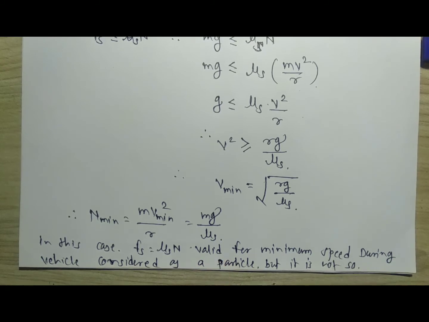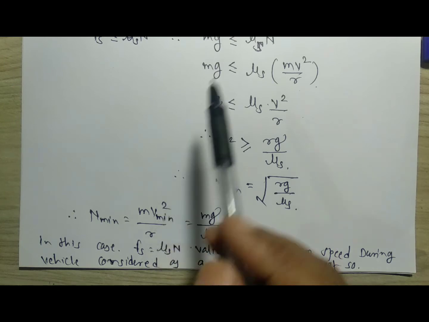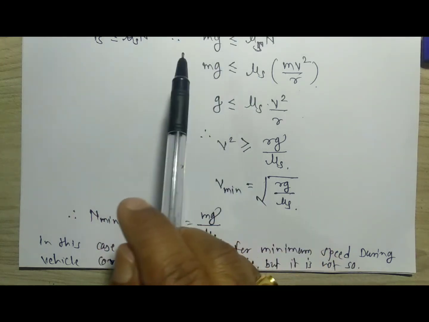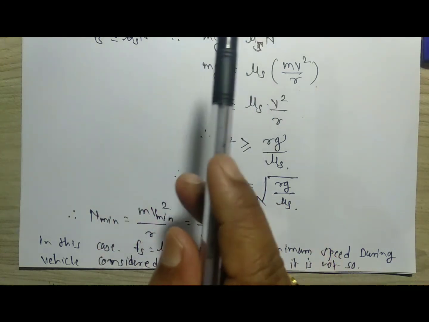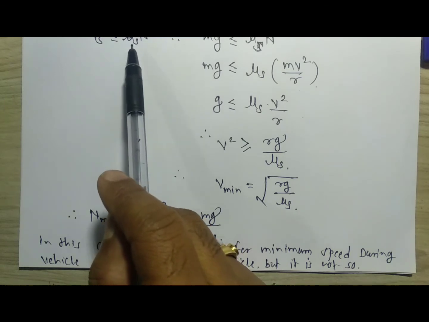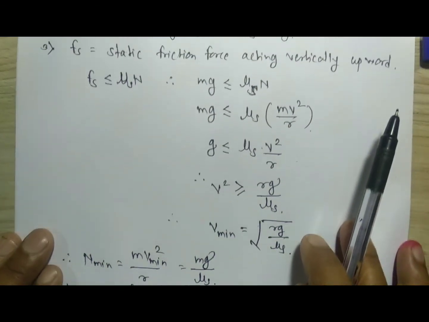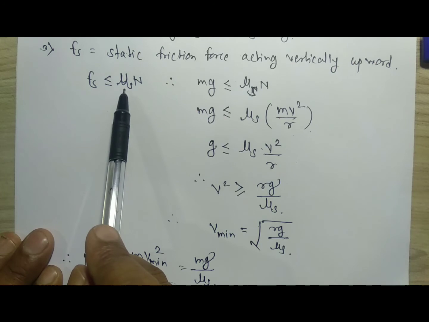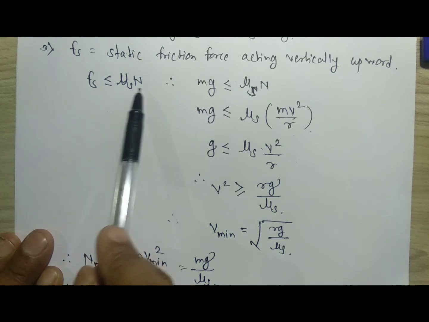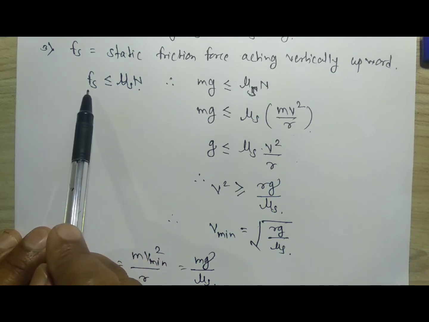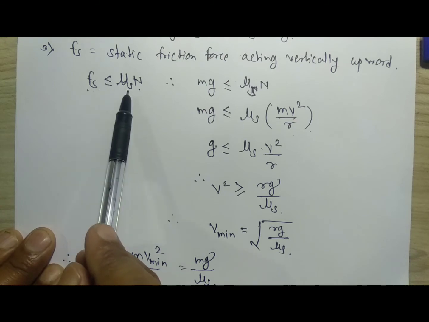What does it mean? First of all, you have to consider the friction force. It also has a limit, which is less than or equal to mu s into N, where mu s is the coefficient of friction, N is the normal reaction, and Fs is the friction force, which is less than or equal to mu s N.